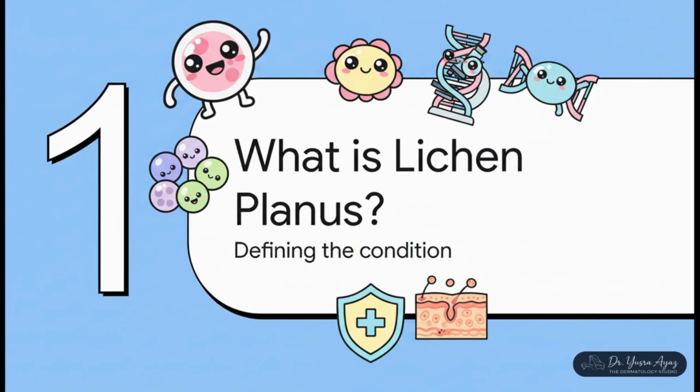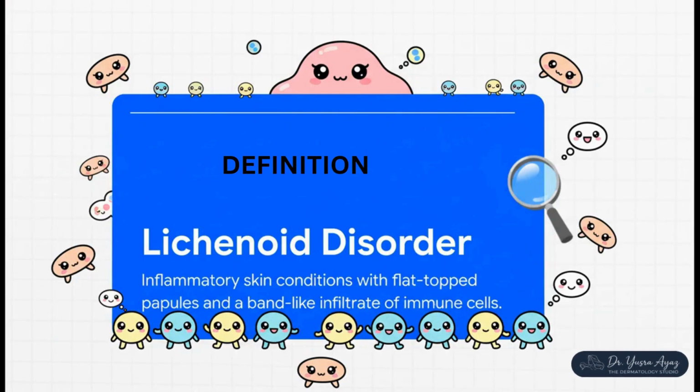Before we get into the specifics, it actually helps to understand the family of disorders that it belongs to. Lichen planus is part of a group of conditions called lichenoid disorders. Now you can think of this as a specific kind of calling card that the immune system leaves behind. On the outside, a doctor sees these very distinct flat-topped bumps. But if you look under a microscope, that's where you see the real evidence. A dense, band-like army of immune cells all lined up, attacking the boundary right between the skin's top two layers.